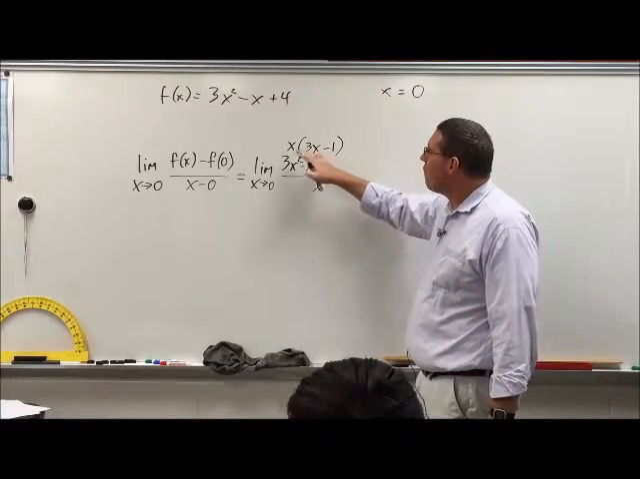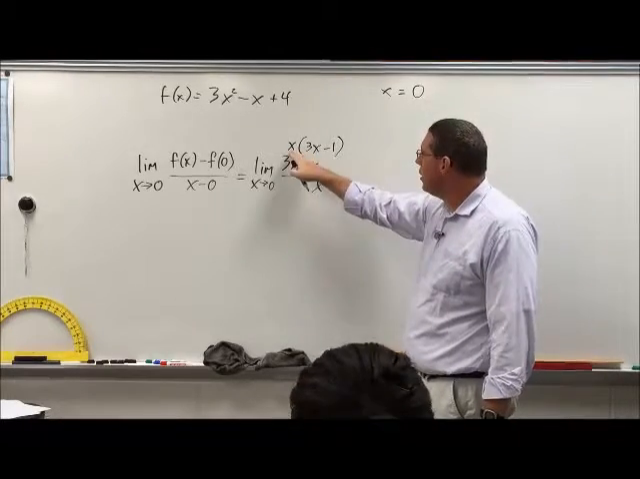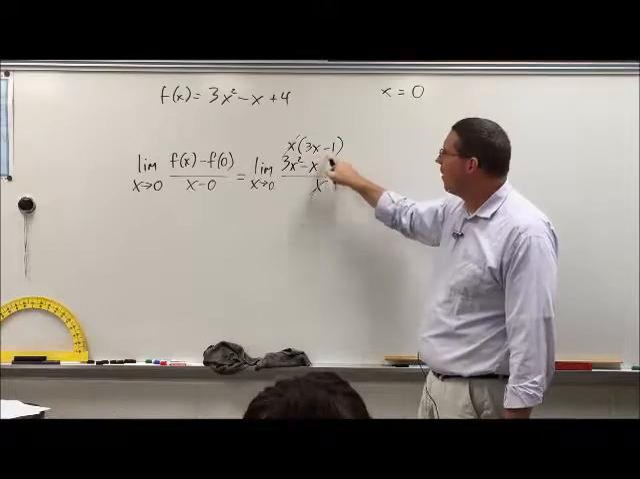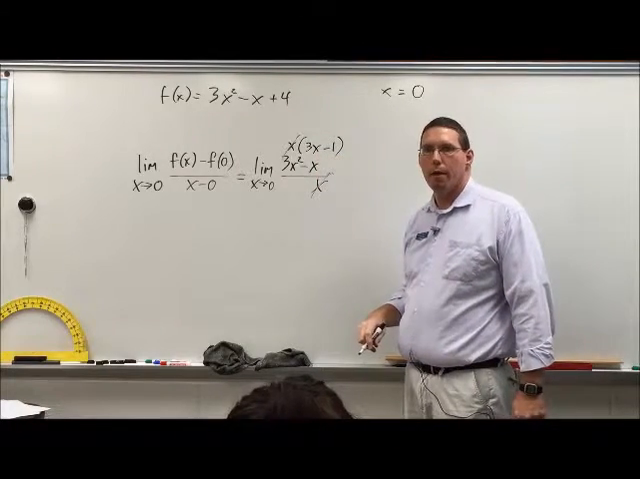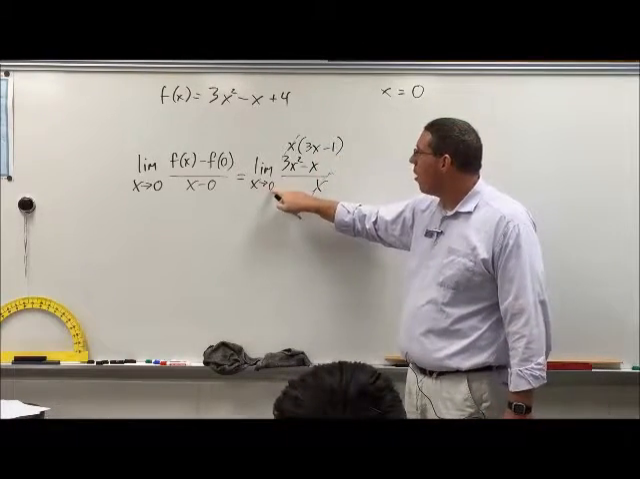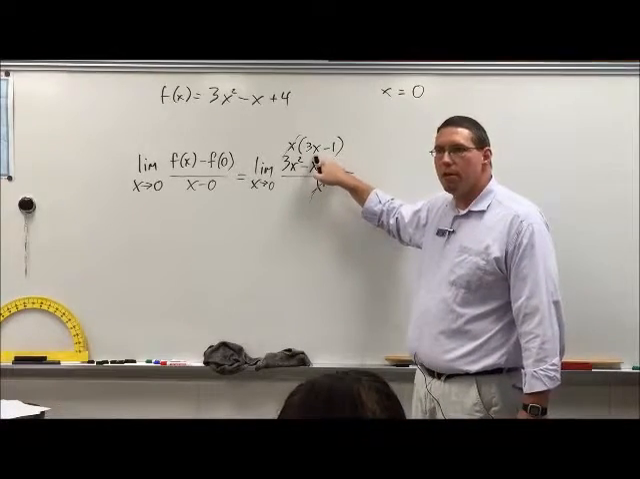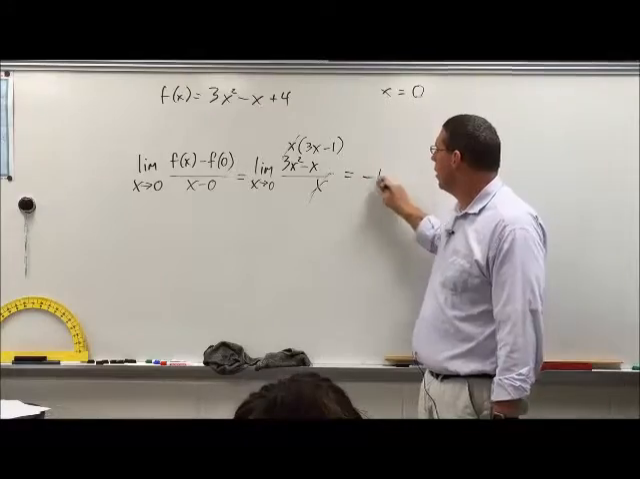Once I factor out an x, what can I do? I can cancel an x in the top and the bottom, and all I have left is 3x minus 1. And now when I plug 0 in, it's negative 1, because 3 times 0 is 0, and 0 minus 1 is negative 1.